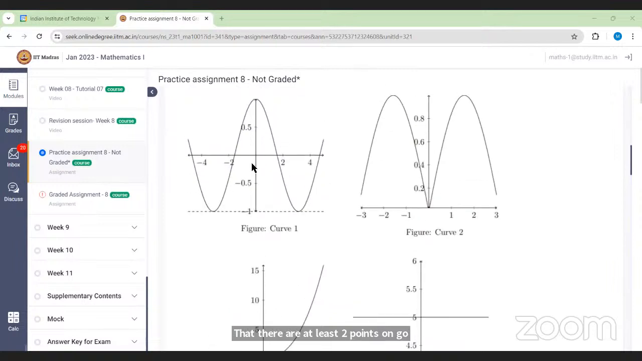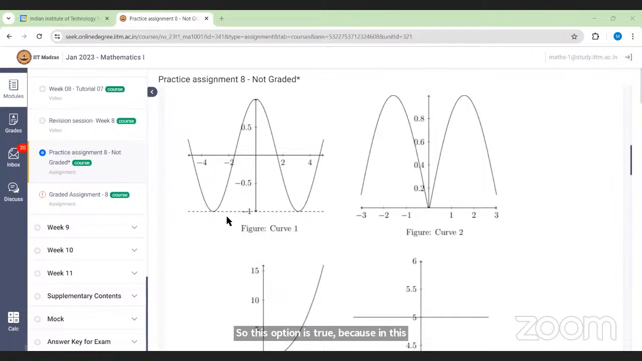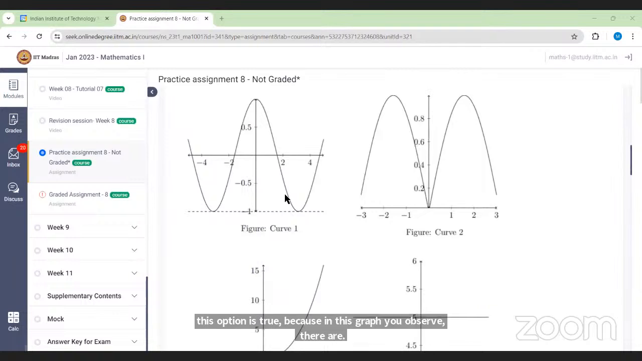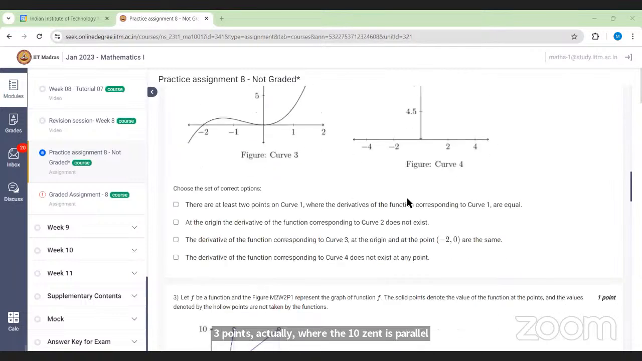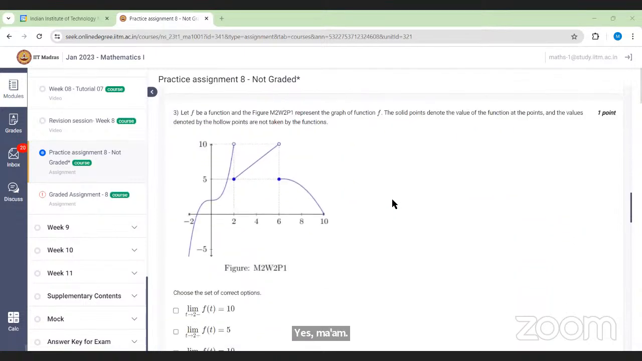So this option is true, because in this graph you observe there are 3 points where the tangent is parallel to the x-axis, right? Yes, ma'am. This is an easy question. Now I'll go to this question.